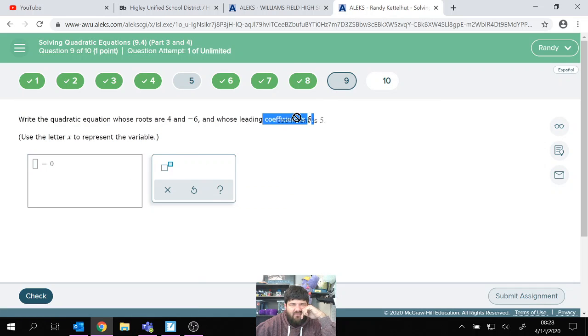Okay, so here's the different one. Write a quadratic equation whose roots are 4 and -6. It tells us to use x. So again, if the roots are 4 and -6, that means those are the zeros. So you have to do the opposite: x minus 4, and then x plus 6.